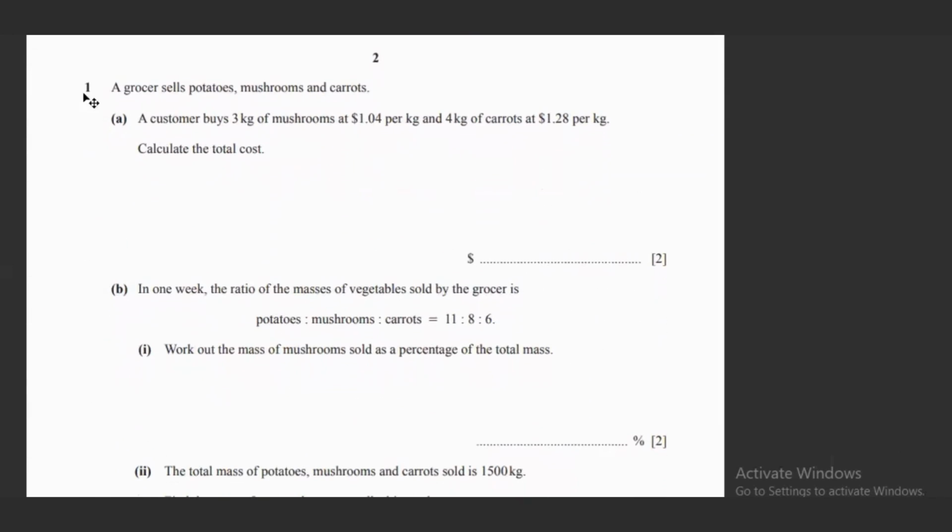Question 1. A grocer sells potatoes, mushrooms and carrots. A customer buys 3 kilograms of mushrooms at $1.04 per kilogram and 4 kilograms of carrots at $1.28 per kilogram. We need to calculate the total cost. Now we know the price of each kilogram, and we also know how many kilograms the customer buys. So we simply have to multiply them and add them together.